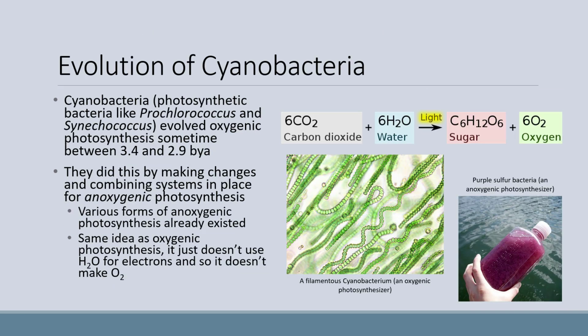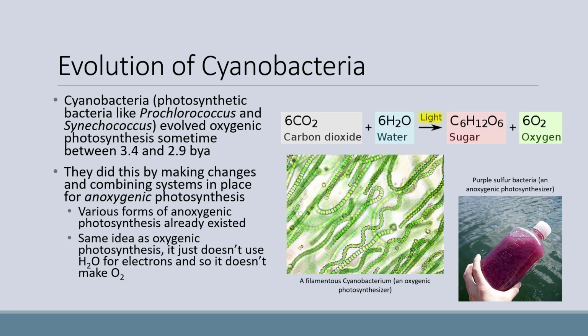its atmosphere. Atmospheric oxygen was made possible by the evolution of cyanobacteria. Cyanobacteria are photosynthetic bacteria like Prochlorococcus and Synechococcus, and they evolved oxygenic photosynthesis sometime between 3.4 and 2.9 billion years ago. They did this by making changes and combining systems in place for something called anoxygenic photosynthesis. Various forms of anoxygenic photosynthesis already existed when oxygenic photosynthesis evolved. Anoxygenic photosynthesis is the same idea as oxygenic photosynthesis. It just doesn't use water for electrons, and so it doesn't make oxygen.